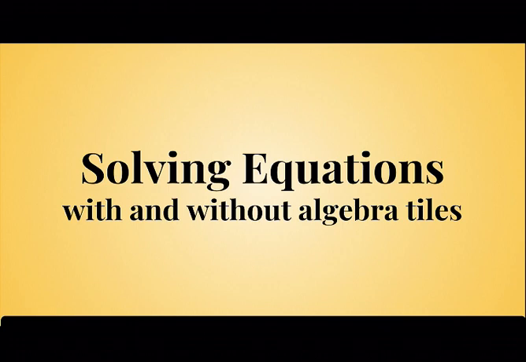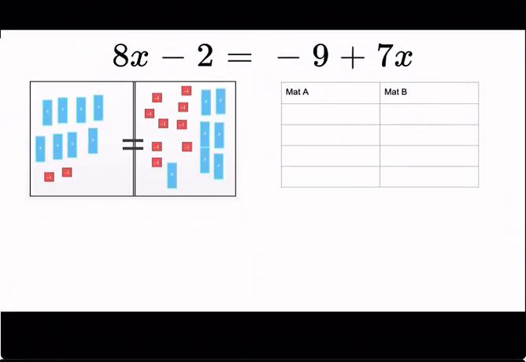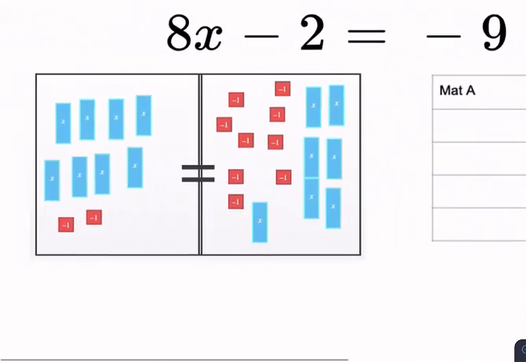All right, we are going to practice solving equations with and without algebra tiles. So my first example, we have 8x minus 2 on one side and negative 9 plus 7x on the other. And it's already done for me. I've already built the tiles on my mat with my algebra tiles, and so I can just start by making my zero pairs. That's always what I want to look for first.